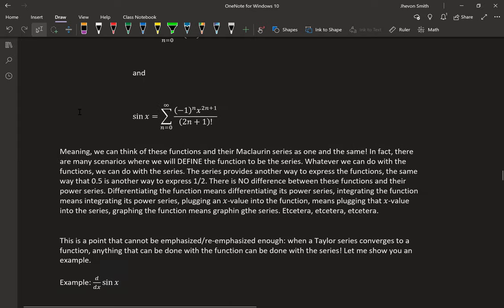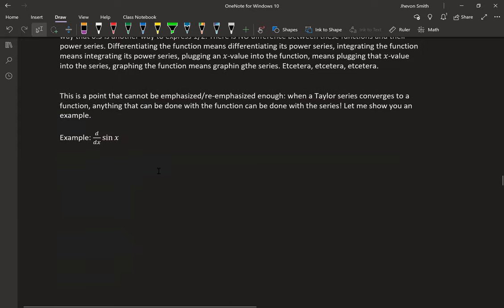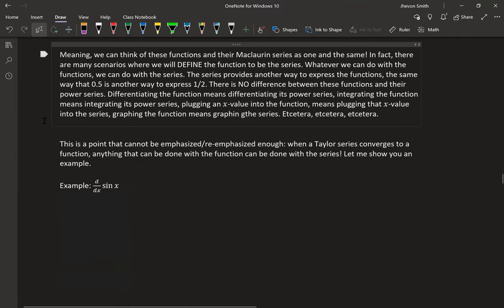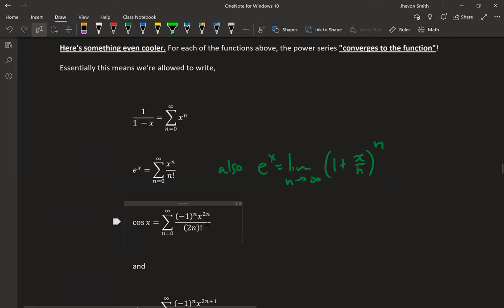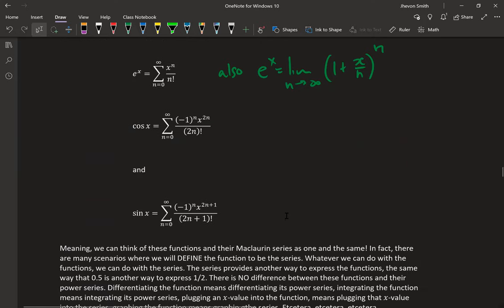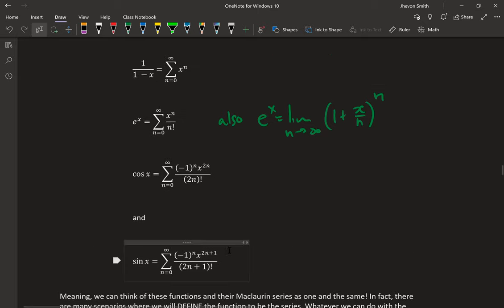Okay, now, I just want to do a little demonstration for you that hopefully is going to convince some of you of that fact. So you're saying, these are their series. Anything I can do to the series, I can do to the function and vice versa, and so on. And I'm like, yeah. Okay, well, I know that the derivative of sine is cosine. If I take the derivative of this series, will I get that series?